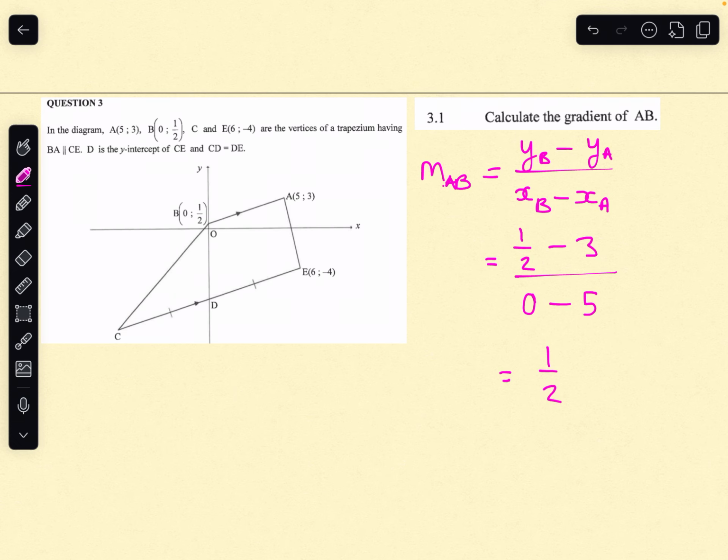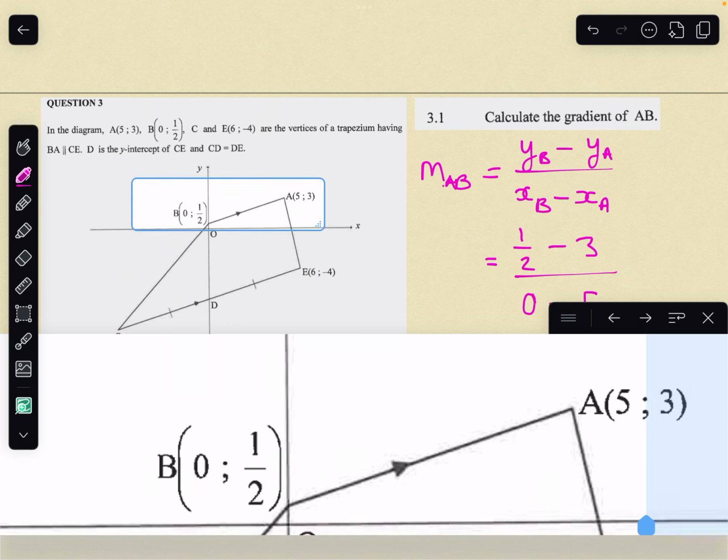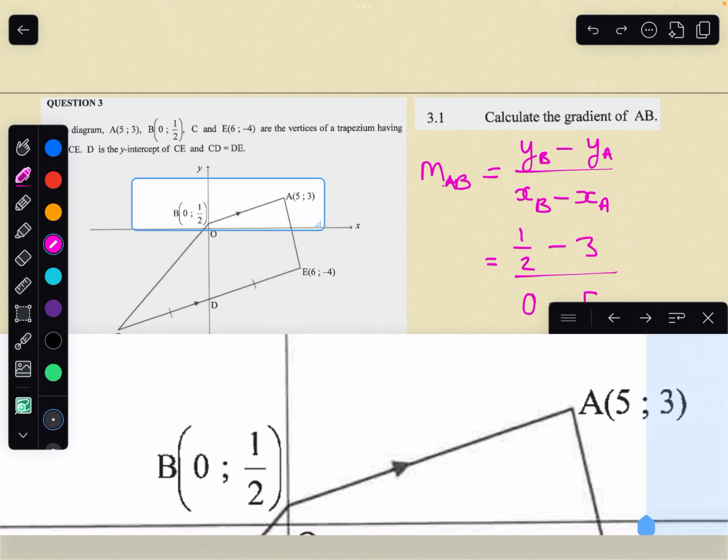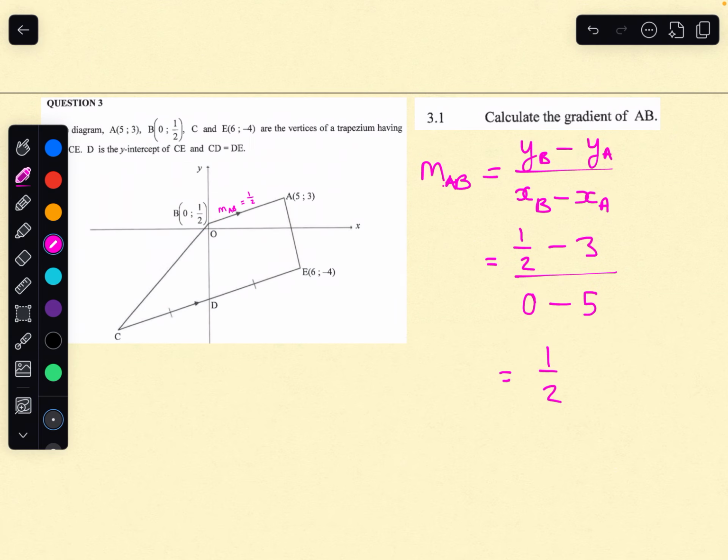I'm going to need my special zoomy tool so that I can write it very tiny. So we now know that, okay, maybe we want it a bit thinner, the gradient of AB is a half. And I am now going to copy this onto the new page.